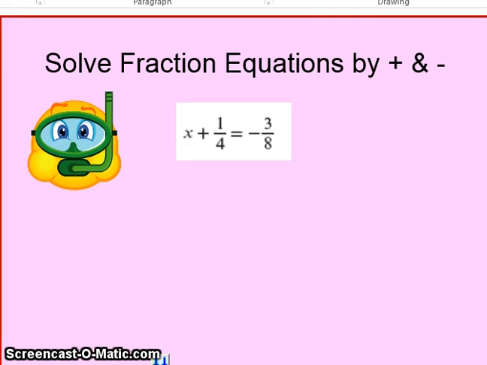Here, we have a fraction equation. Now, fractions don't make the equation any different. You still work them out exactly the same way. However, when we add and subtract fractions, we have to have a common denominator. So sometimes it's best to make a common denominator before we even start. Okay, so I have 1/4 and negative 3/8 here. My common denominator is going to be 8. So I'm going to have to multiply the top and bottom of this fraction by 2. So now I have x plus 2/8 equals negative 3/8.